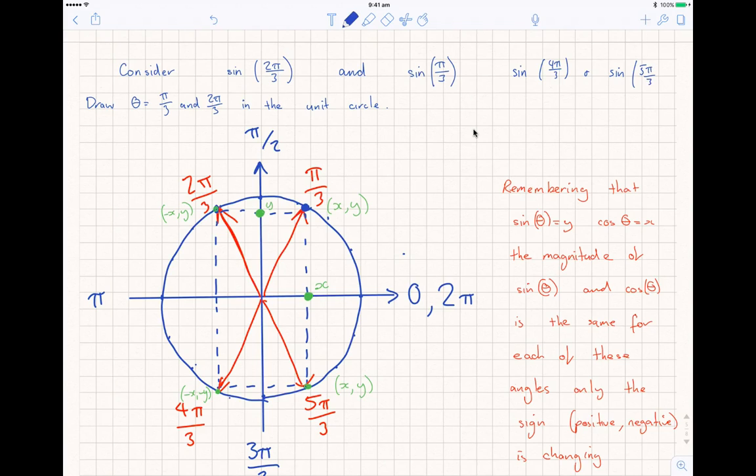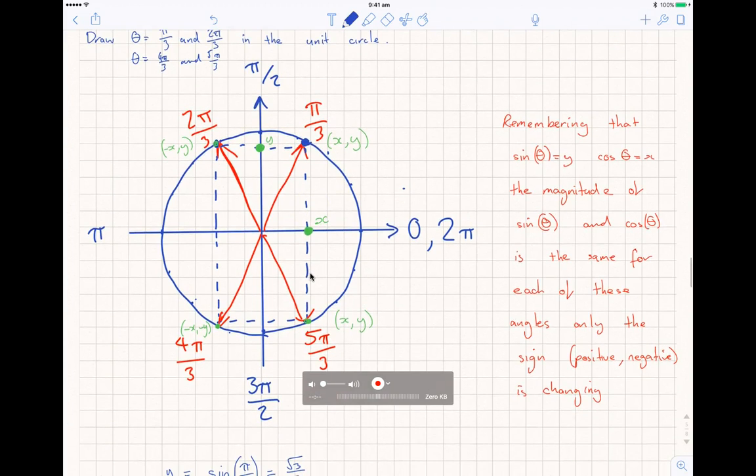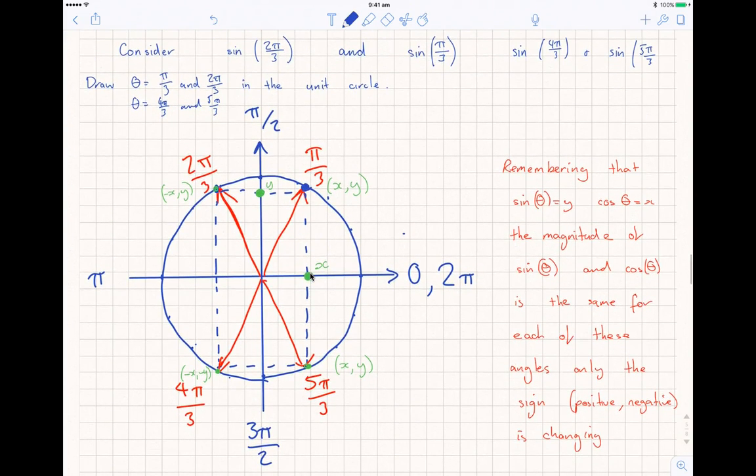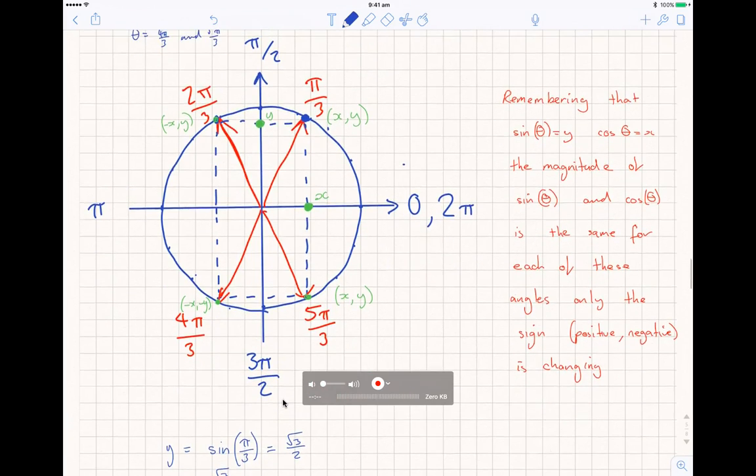So what we're going to do is draw each of those angles on the unit circle first. Sorry, it went further than I initially planned to. So I've picked angles that are symmetric about the x and y axis. So I've got pi on 3, 2 pi on 3, 4 pi on 3, and under there 5 pi on 3.